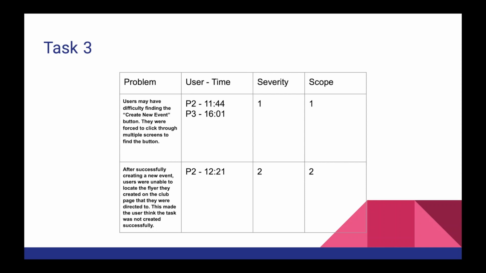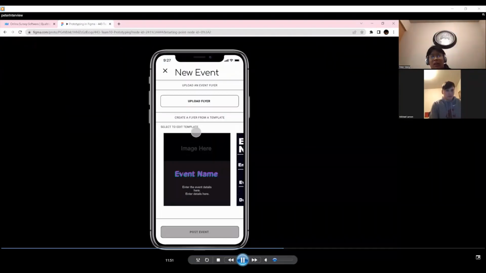Task 3, we have users may have difficulty finding the create new event button. And after successfully creating a new event, users were unable to locate the flyer they had created on the club page. For the first problem, we had a severity and a scope of 1, and for the second problem, we had a severity and a scope of 2. So here's a video of that.